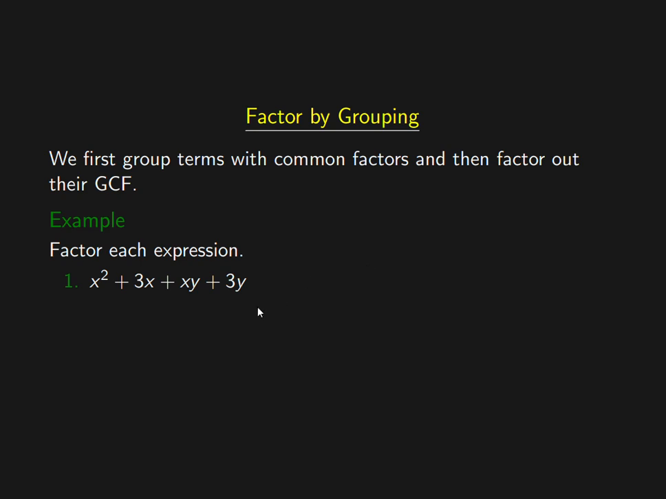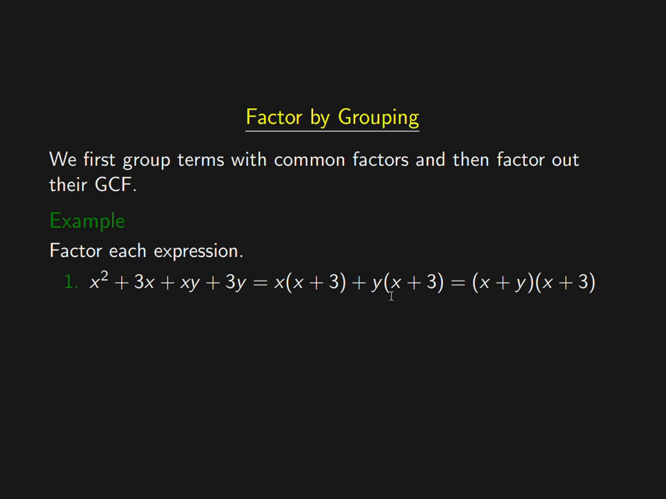So x squared plus 3x plus xy plus 3y. We can factor out the GCF of the first two terms and the GCF of the last two terms. The GCF of the first two terms is x, so we have x times x plus 3. And the GCF of the last two terms is y, so plus y times x plus 3. Now the GCF of these two terms is x plus 3. So this factors to x plus y times x plus 3.